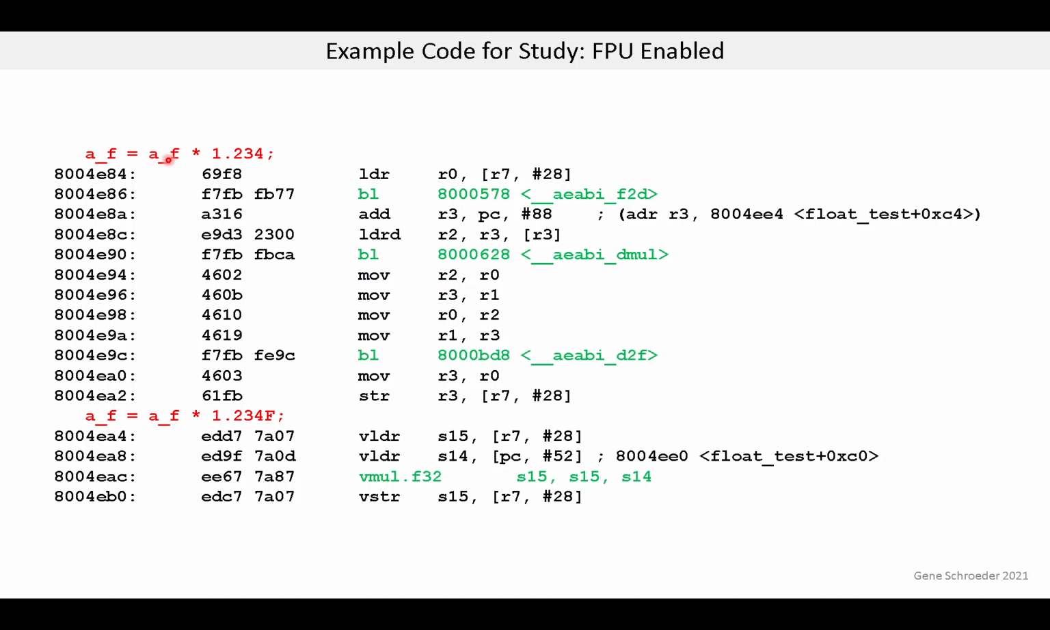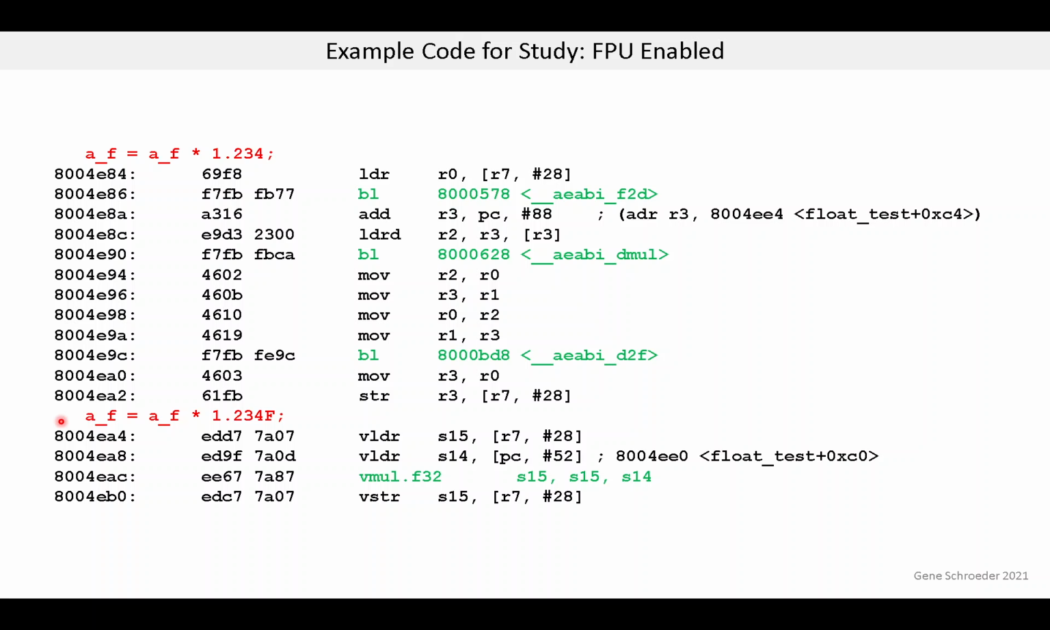But then it's going to get a double result, which it has to store back in a float. So the first call here, float to double, is converting AF to a double. It's then doing the multiplication. It can't use the FPU because it's a double precision. And then it takes the result of that and converts it to float so it can store it.